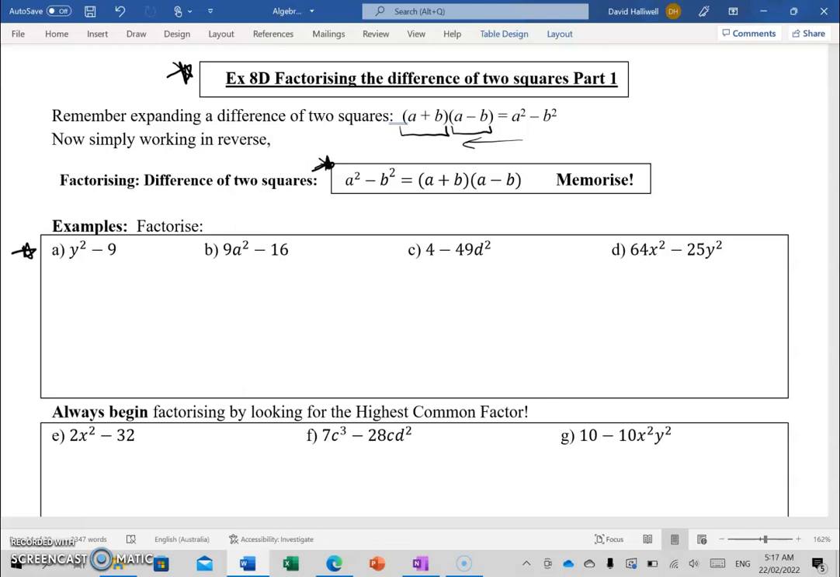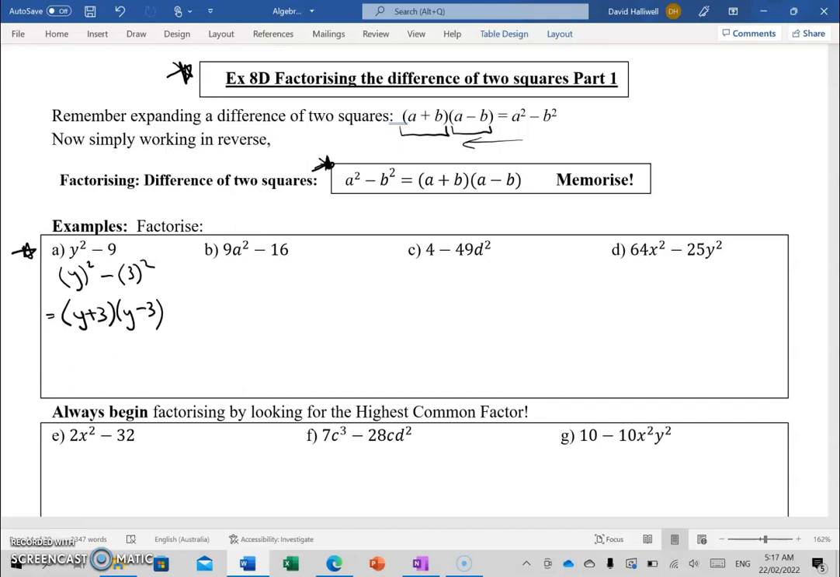So write down the first example, A. y squared take away 9. So firstly what we do is we realize that that's a difference of two squares. So y all squared and then 3 all squared. So here it's like my a is y and my b is 3. So the factorization of that will just be y plus 3, y minus 3.